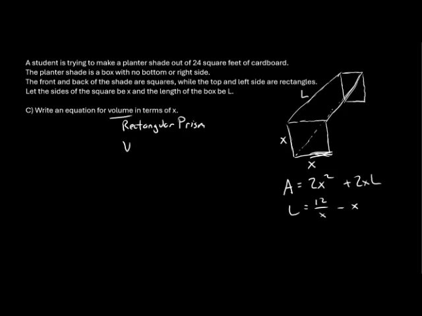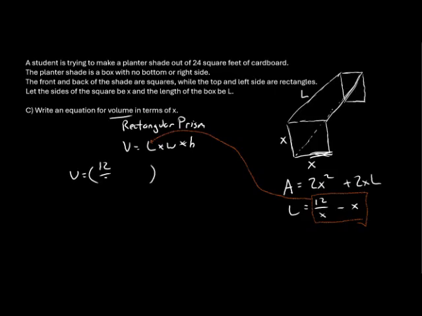A rectangular prism has a volume of length times width times height. We have an equation for length already: L is equal to 12 over x minus x. Therefore, we can replace the L in this equation by 12 over x minus x. We'll start by saying V equals parentheses 12 over x minus x.